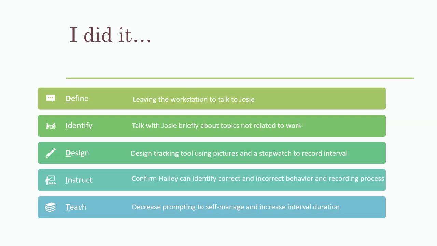And then after a set amount of time, we slowly decrease the prompting and decrease the amount of reinforcements that are given throughout the shift. So gradually over time, we would increase the time between when Haley would get to go talk to Josie. So if it started at 15 minutes, we could bump it up to every 20 minutes and then every 25 minutes. And then ideally, Haley would just be checking in with Josie at the beginning of her shift and at the end of her shift.